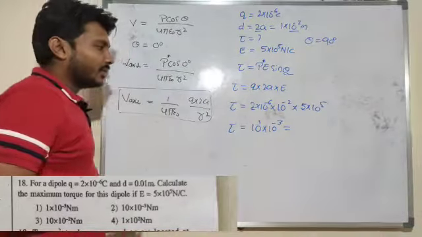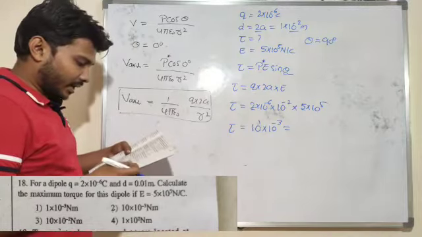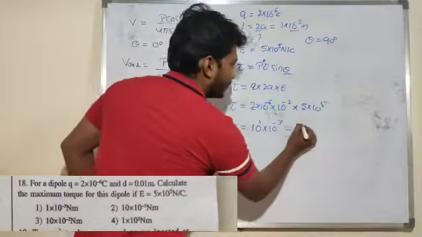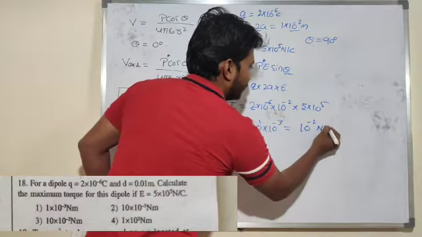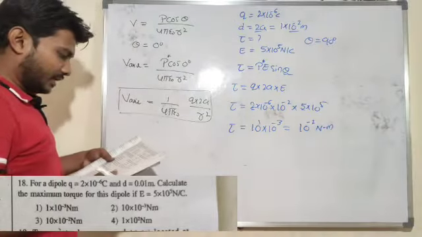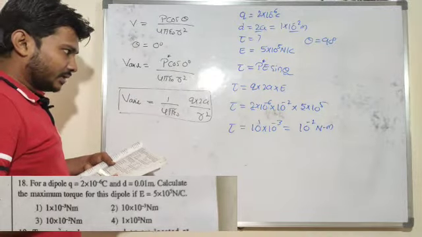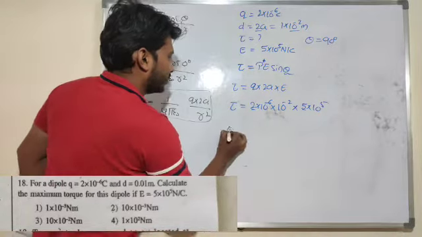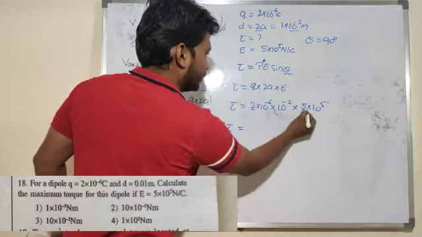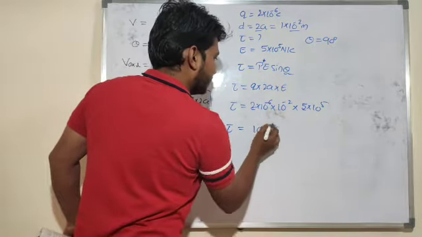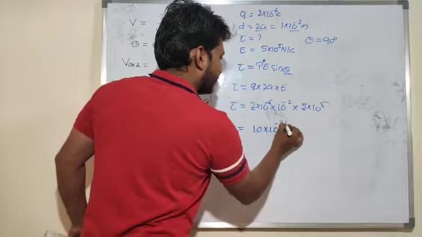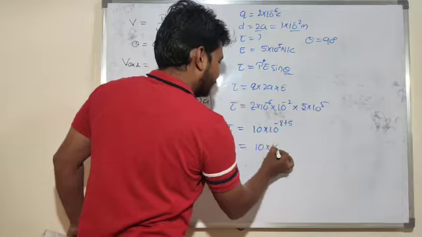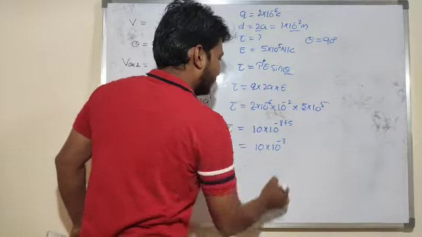So 10 into 10 to the power of minus 3, I will write it as 10 to the power of minus 2 here. So what is the answer here? 10 to the power of minus 2 Newton meter here. So look at it, torque tau is equal to how much here? 2 into 5, so that is 10 into 10 to the power of minus 8 plus 5 here. So torque tau is equal to 10 into 10 to the power of minus 3 here.